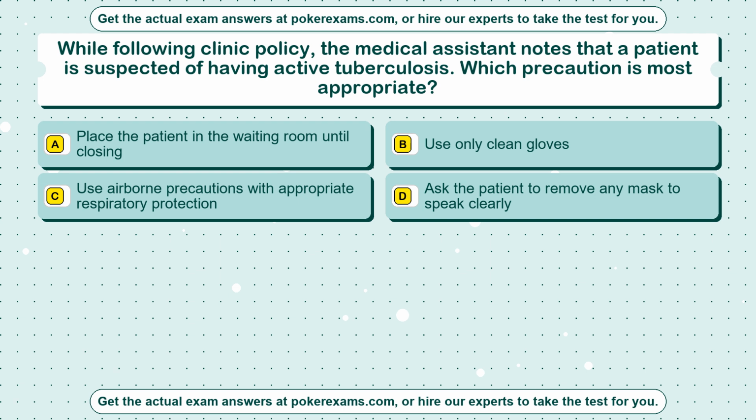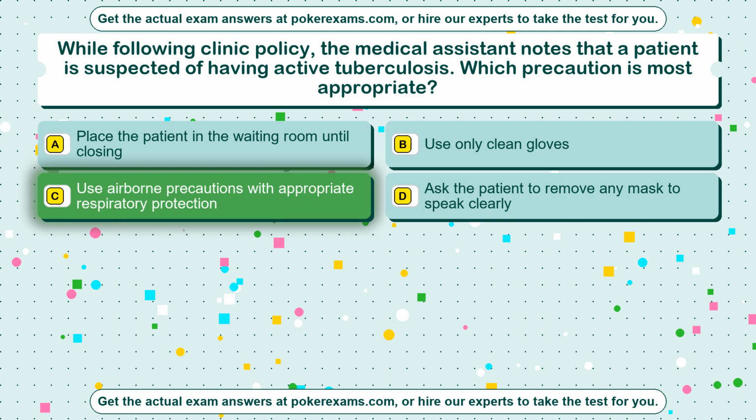Option A, place the patient in the waiting room until closing. Option B, use only clean gloves. Option C, use airborne precautions with appropriate respiratory protection. Option D, ask the patient to remove any mask to speak clearly. The correct answer is option C, use airborne precautions with appropriate respiratory protection.